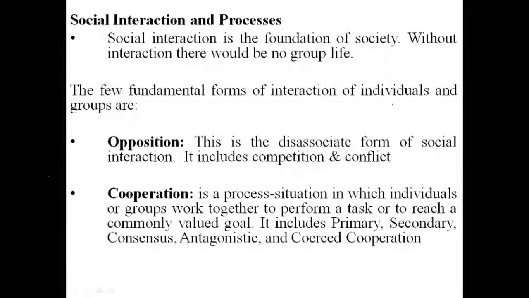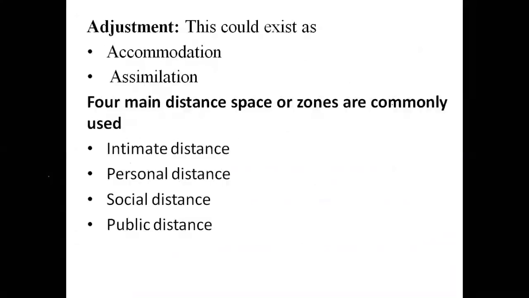While in secondary cooperation, secondary groups, such as modern industrial organizations, are mainly based on bureaucracies and rational, formal, specialized processes. The secondary one has to do with a group. It's more than just a family. It encompasses a large number of people.